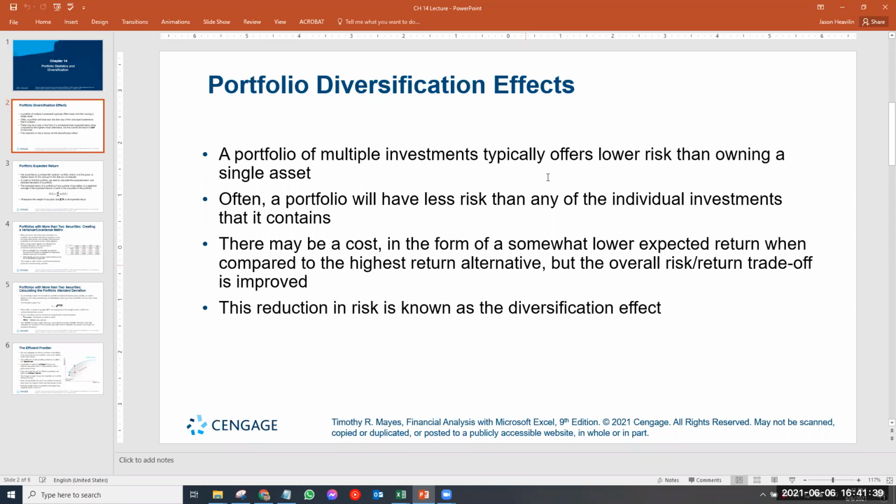So that's what we're talking about when we speak of portfolio diversification. Risk reduction through diversification, which is spreading across multiple assets instead of having all your eggs in one basket.